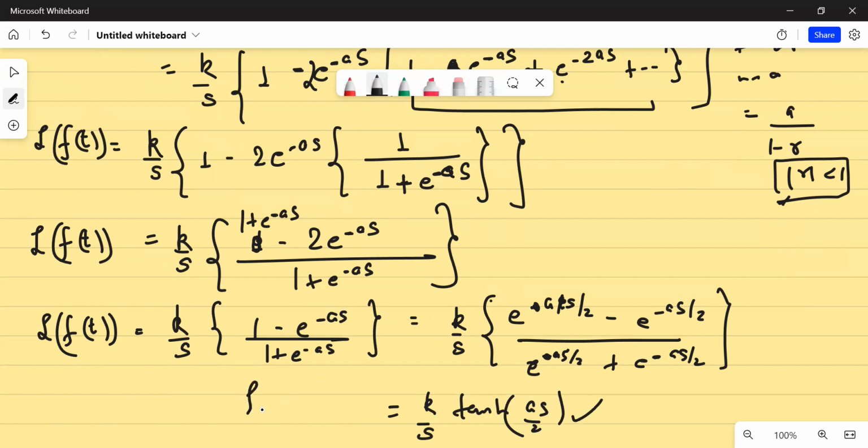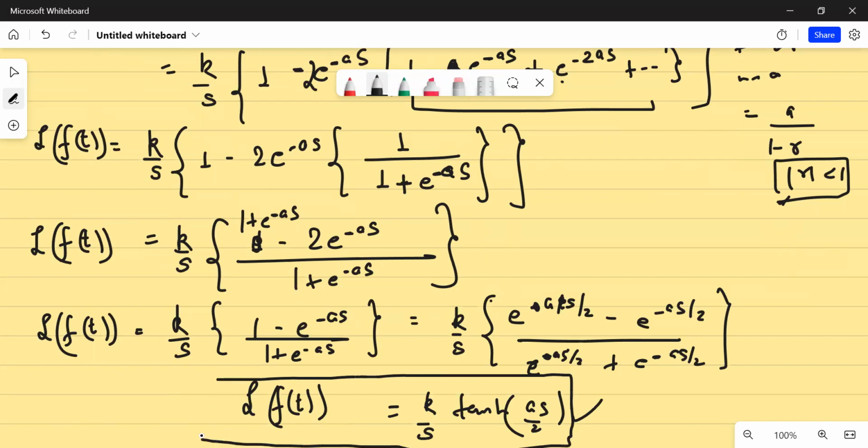Is that clear? So I've solved it in another fashion. Our book says that you have to use the formula for periodic functions, so I'm not going to use it right now. We are going to use it when I derive it for you, the Laplace transform of periodic functions. Right now, this would be the case. So this Laplace transform of f(t) is equal to k by s tan hyperbolic as. Is that fine?